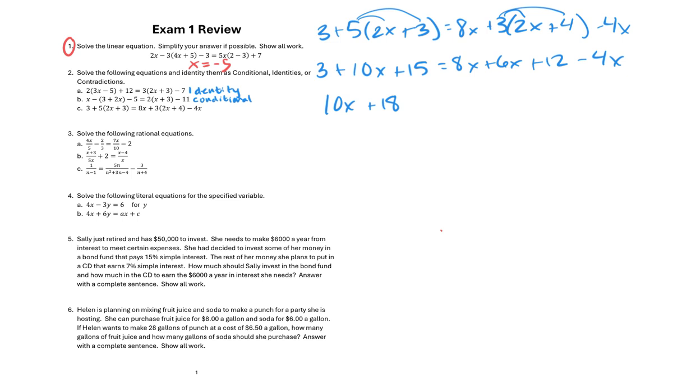It's going to be 10. So this side's going to be equal to 10x plus 12. We can already see a little bit of an error here, but I'm going to keep solving to show you a little bit more. We're going to subtract 10x from both sides. We're left with 18 is equal to 12, which is not true, so we know that this is going to be a contradiction.